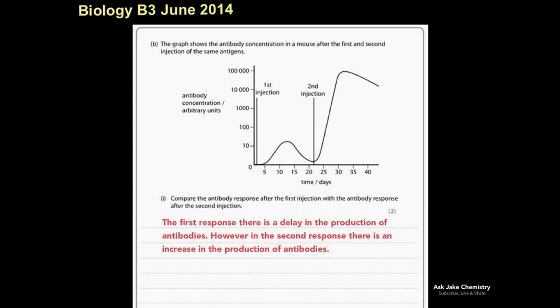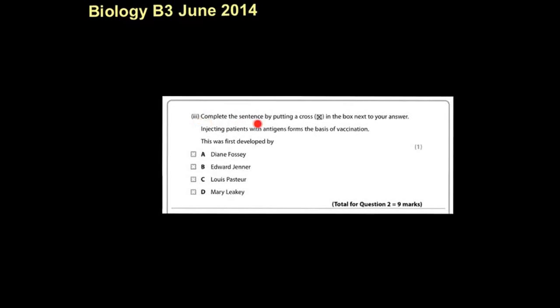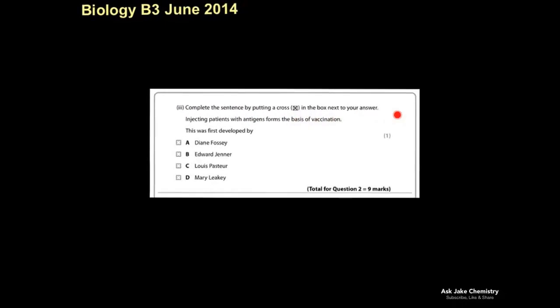So if we look here, it says to compare the antibody response after the first injection with the antibody response after the second injection. It's only 2 marks, so the only thing you have to say is that in the first response, there's a delay in production of antibodies. However, in the second response, there's an increase of antibodies. You don't need any scientific knowledge here because it's just comparing. But if you want to know, it's because of the memory lymphocytes. The body recognizes the antigen and makes the antibody quicker because it remembers. And that's the answer.